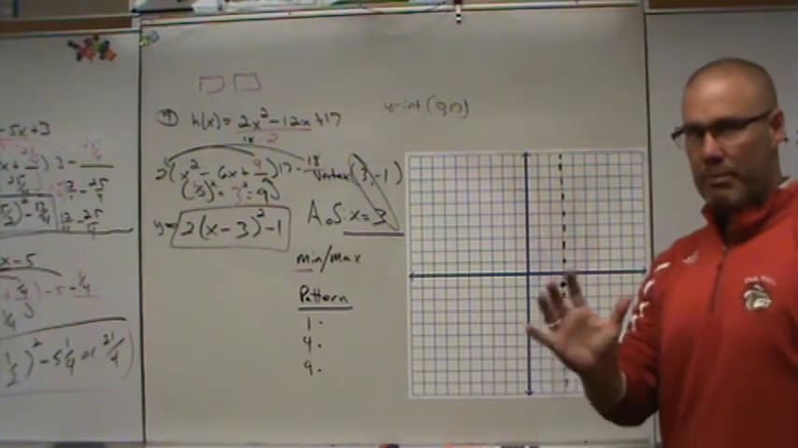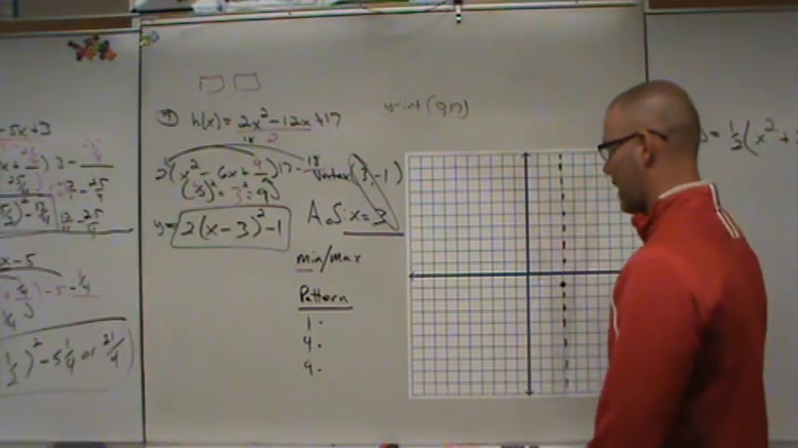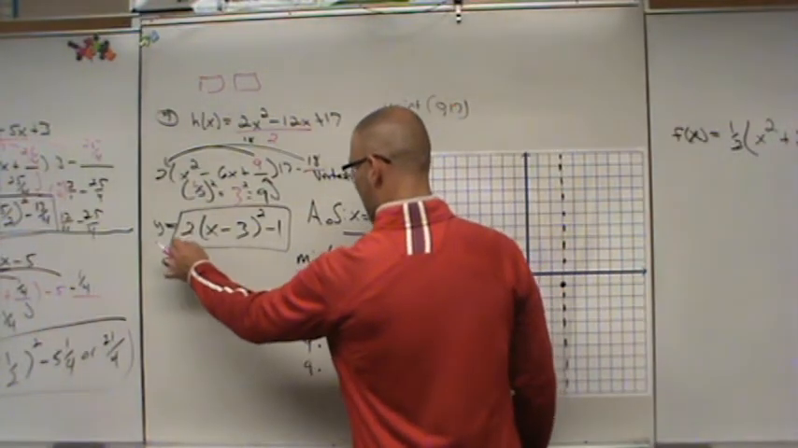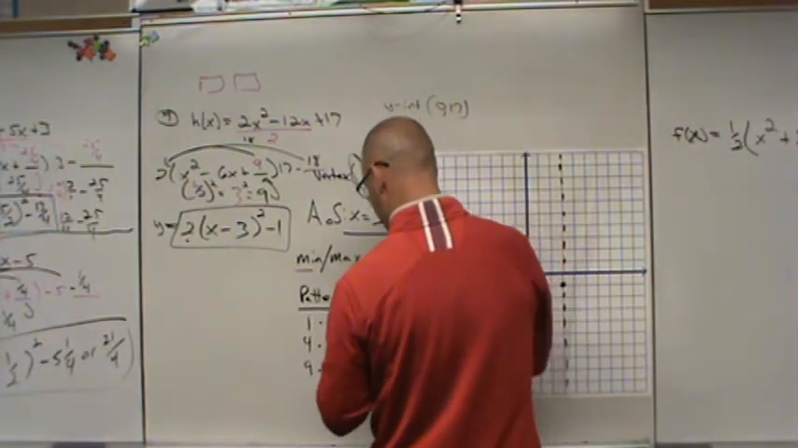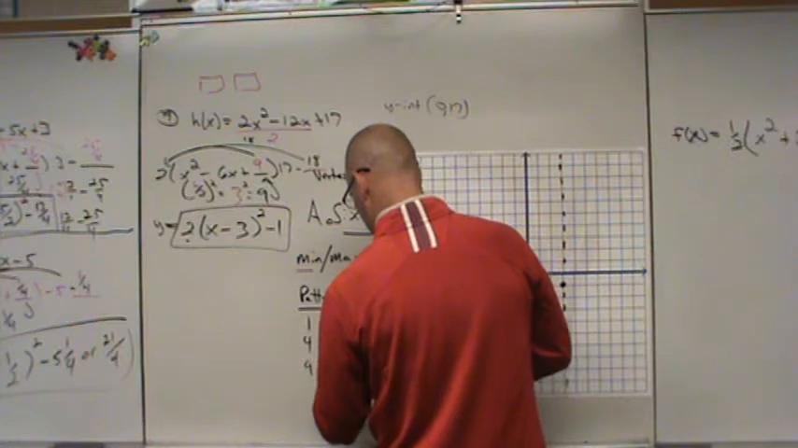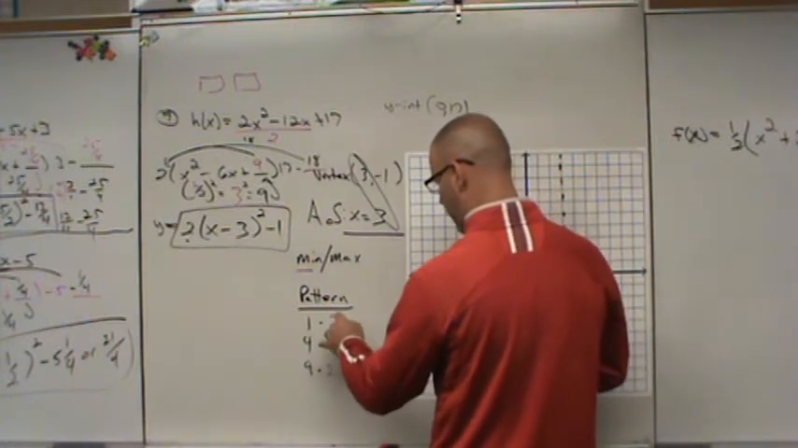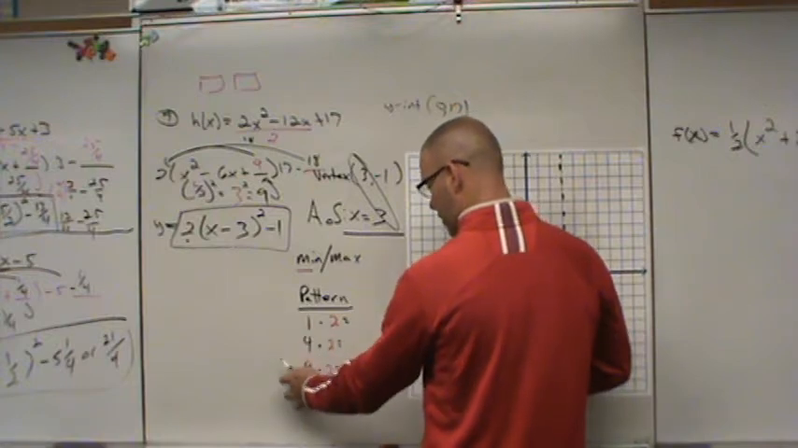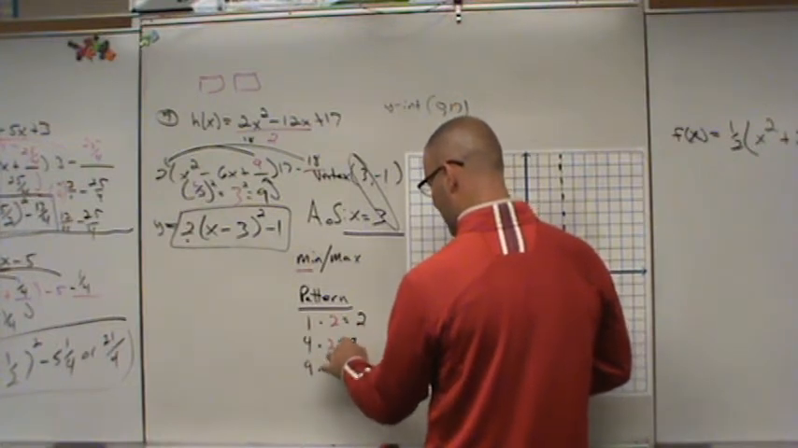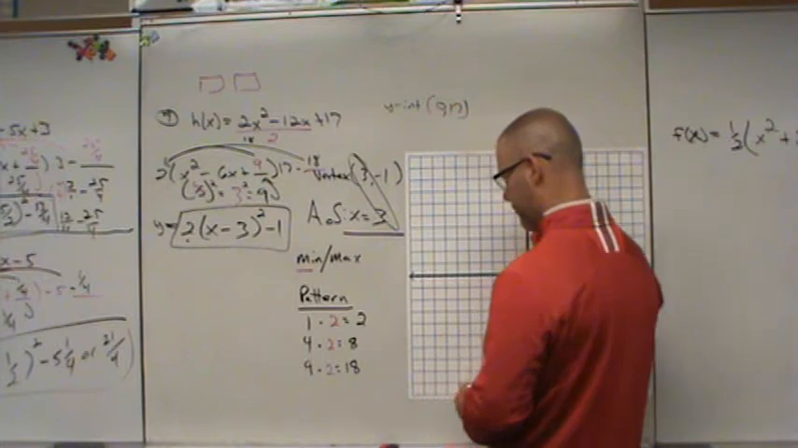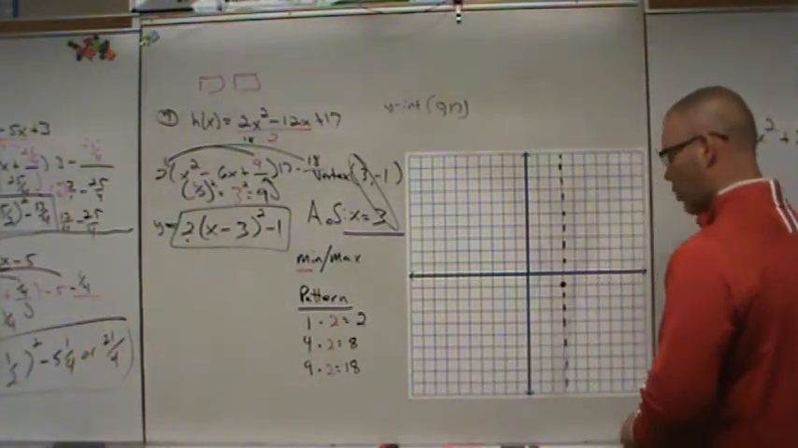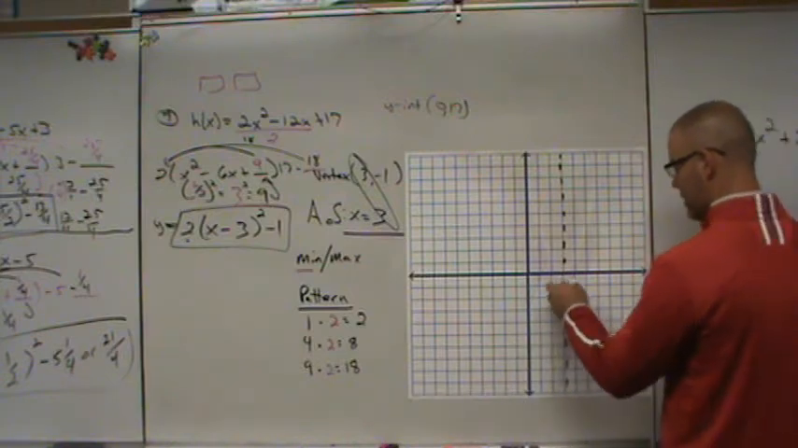Now, here's one of the big keys today. My pattern. What is my pattern? A is 2, so my pattern, 1, 4, 9, is multiplied by 2. So my outputs are going to double. These numbers are going to double: 2, 8, and 18. All right, so how do I graph that? Well, I graph that pretty easy.